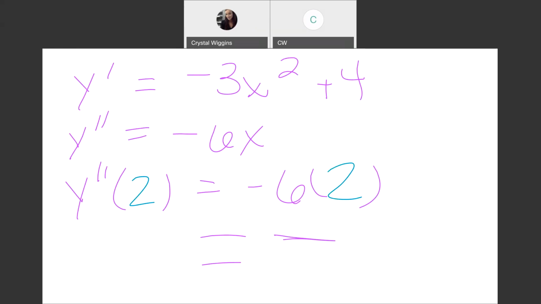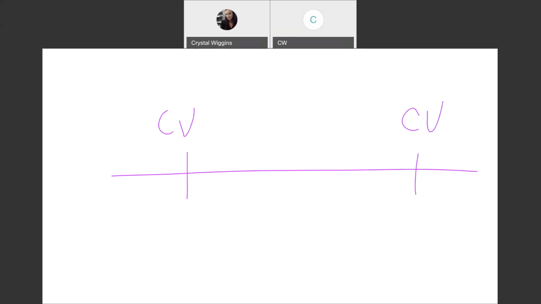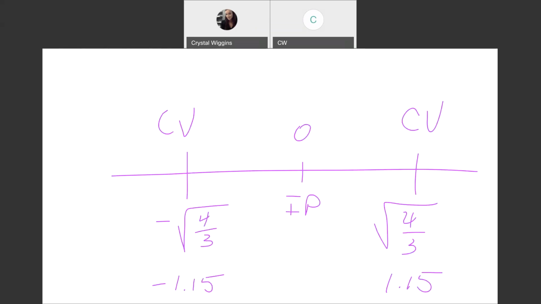All right, let's go back and recap what we know. So we are looking at a critical value of -square root of 4/3 and positive square root of 4/3, again, approximately 1.15. We also found that there is an inflection point that we didn't know about at 0. Using our first derivative test, we found that we are decreasing to the left of this -square root of 4/3. We then increase between the two critical values, and we decrease again.